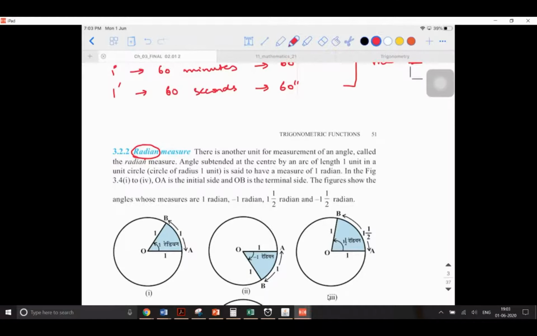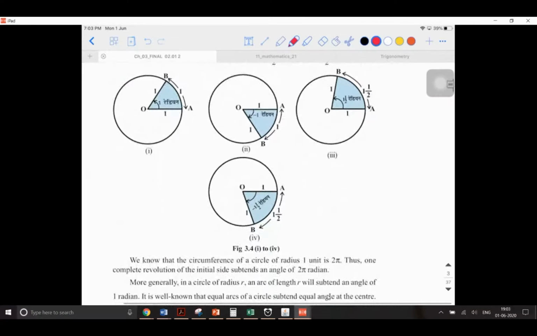Now we are going to concentrate on a measure called radian. Let's try to understand. Radian is a particular measure of angle, which has something to do with the lengths of a particular circle. When I say lengths of a particular circle, let's see what lengths are associated with a circle. So if I have a circle here, let me make it small.